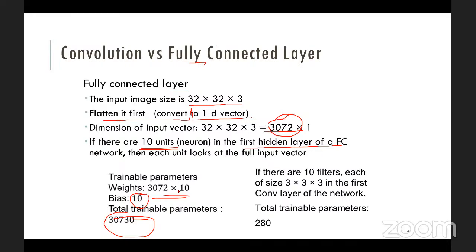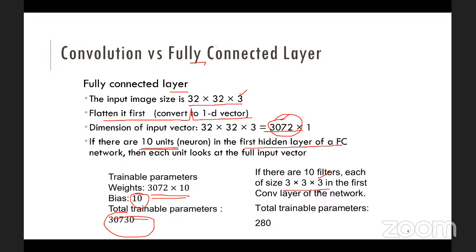So my filter size is 3 cross 3, and I need to extend it to the full volume of the image. So right now my image, let us say this here, is 32 cross 32 cross 3. So I have extended my filter in the depth. So my filter is 3 cross 3 cross 3, right?